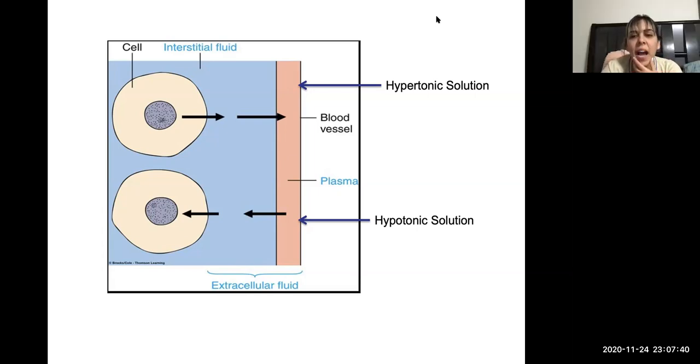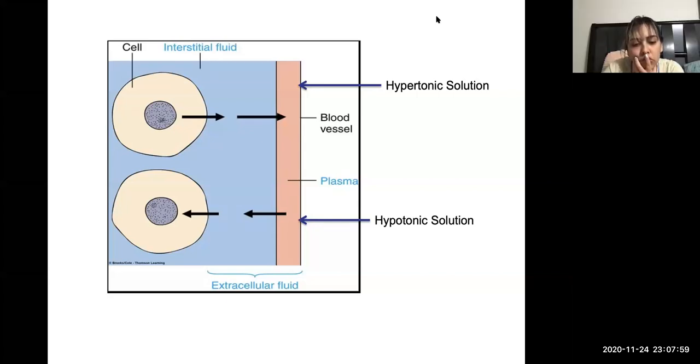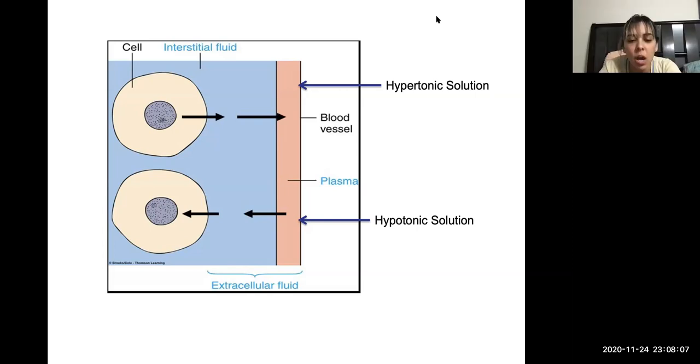Why? Isn't hypertonic referring to a lot of water outside, and the cell will shrink? So when you put a cell in a hypotonic solution, the cell will swell. Shrink. No, swell. Why? Hypertonic solution, hyper means a lot, so there's more water outside.